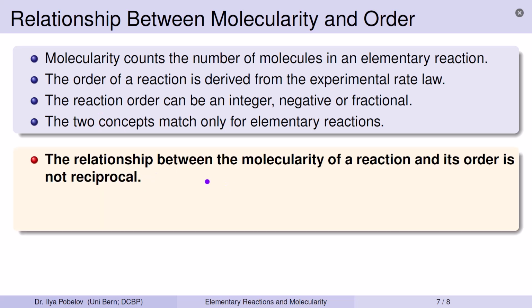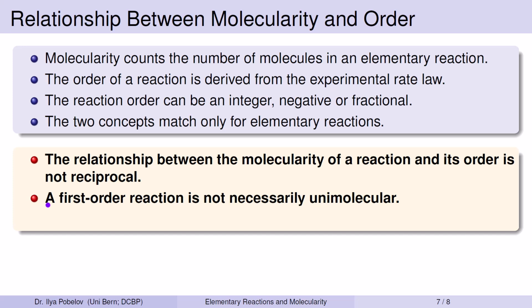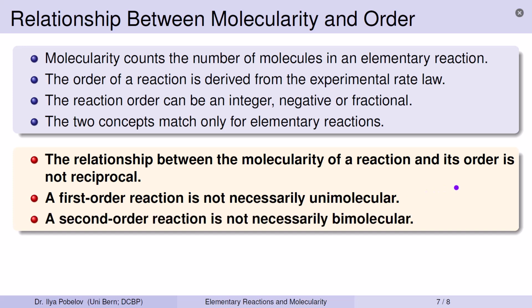The relationship between the molecularity of a reaction and its order is not reciprocal. For elementary reactions, the rate law can indeed be deduced directly from the reaction equation. However, the contrary doesn't hold true. A reaction that is first order is not necessarily unimolecular. It may involve more complex mechanisms. Likewise, a second order reaction is not necessarily bimolecular. It could be a complex reaction involving more than two reactant species.